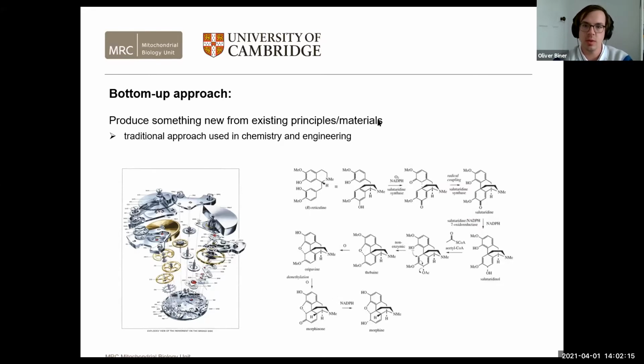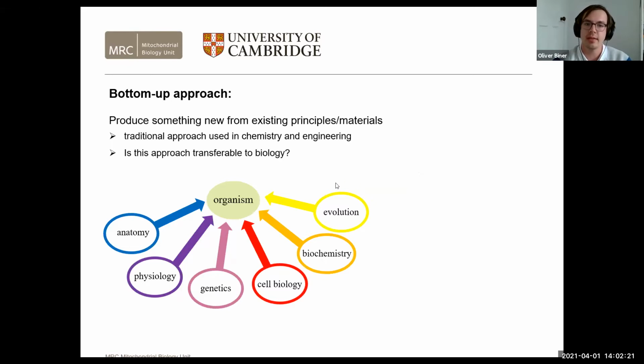And one of the biggest questions in science nowadays is if this bottom-up approach can be applied to biology. So if we can use all the knowledge we gain from these individual subdisciplines to create something like a new organism. So if we can apply chemistry to build something new in biology.